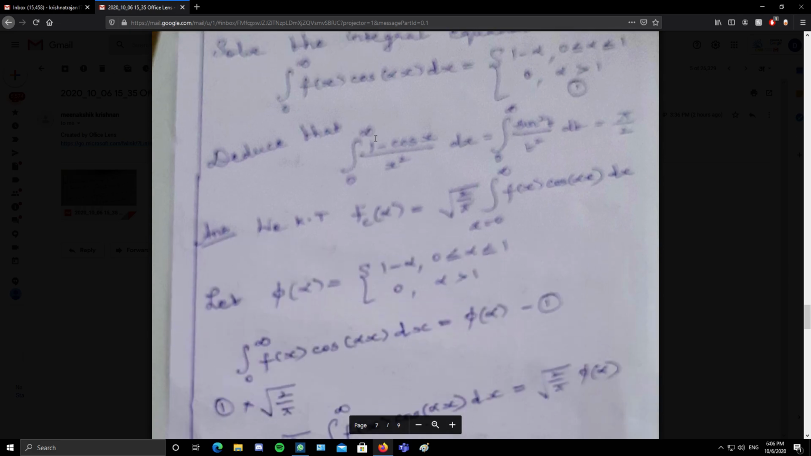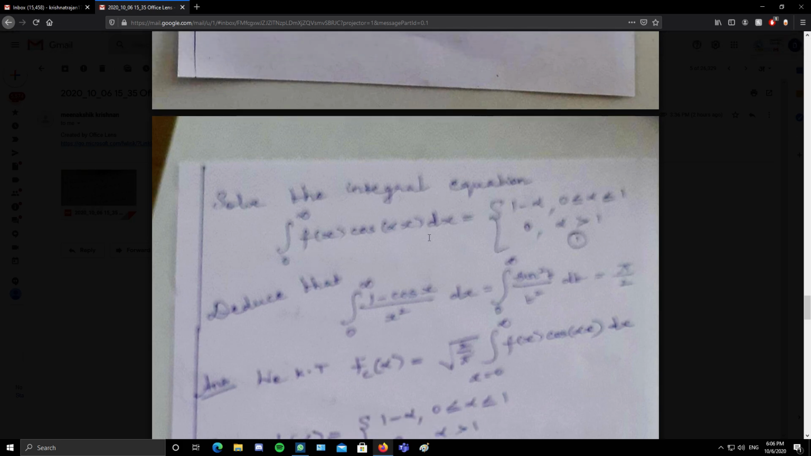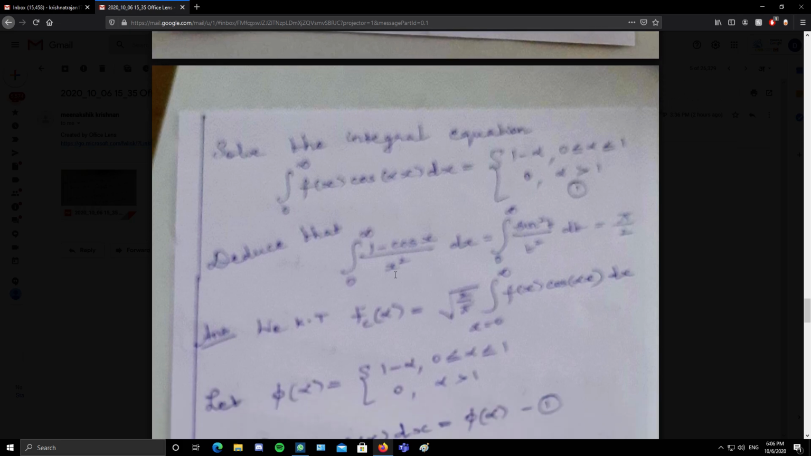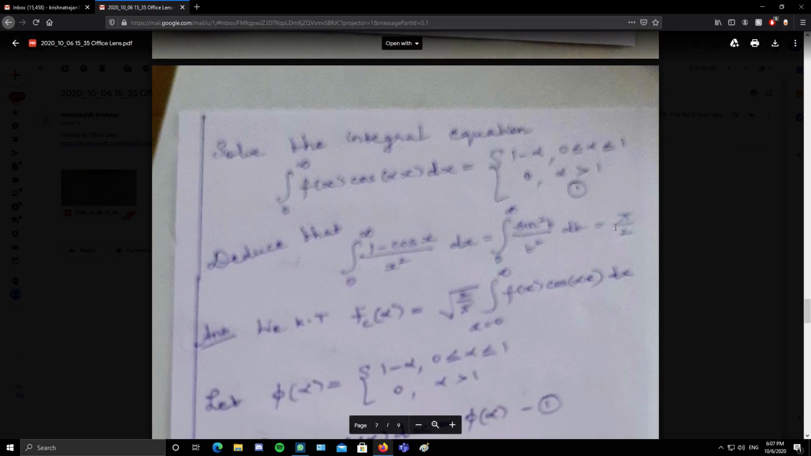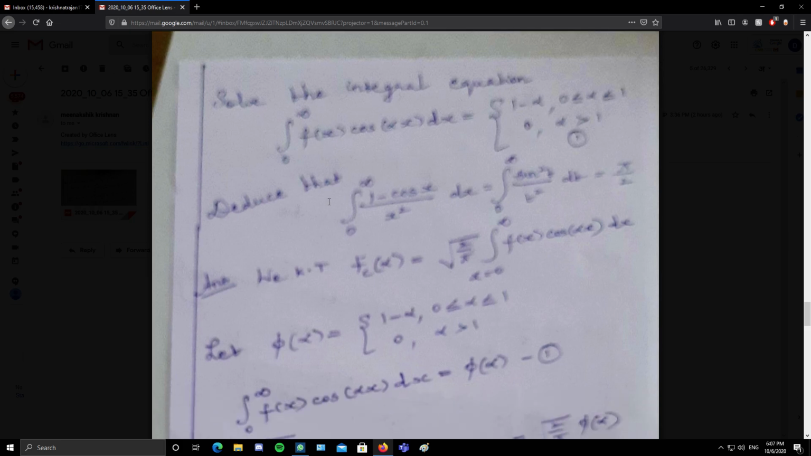Now we have another problem of this type. Solve the integral equation integral 0 to infinity f of x cos of alpha x dx equals 1 minus alpha, alpha in the closed interval 0 to 1, and 0 when alpha is greater than 1, and you are asked to deduce this integral. If the question is to solve the integral equation, it means you have to find f of x.